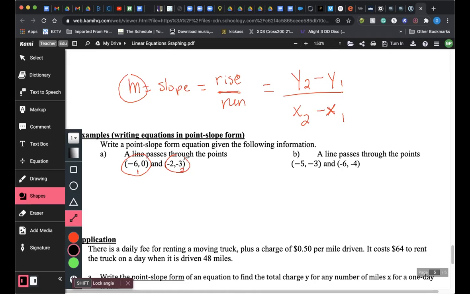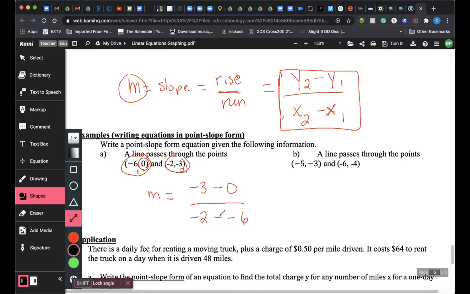What that means is that I have m is equal to -3, because that's y2, minus 0, because that's y1, divided by -2 minus -6. All right, I used this definition here, and I just plugged in my numbers. I called this point 1 and this point 2, and I plugged the numbers in.